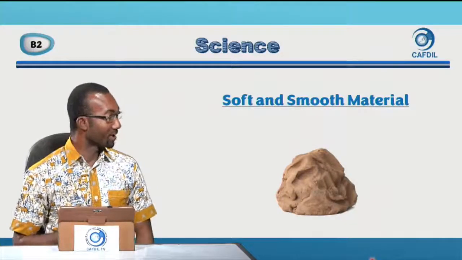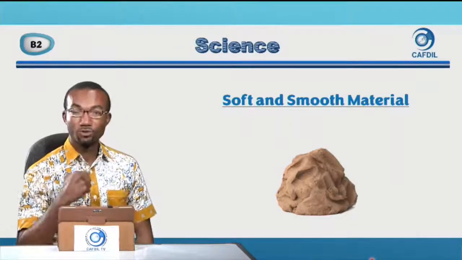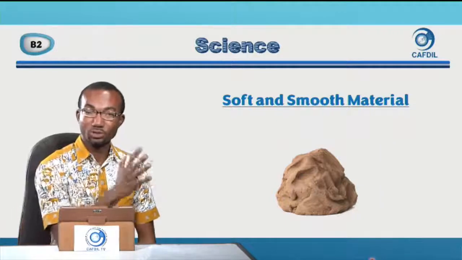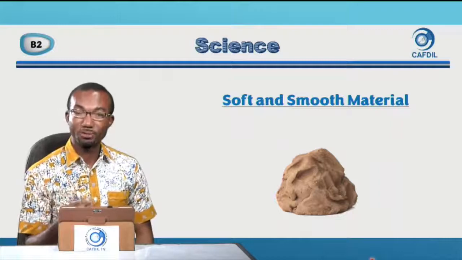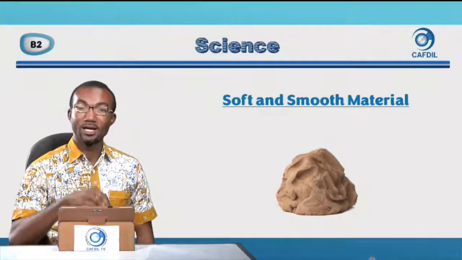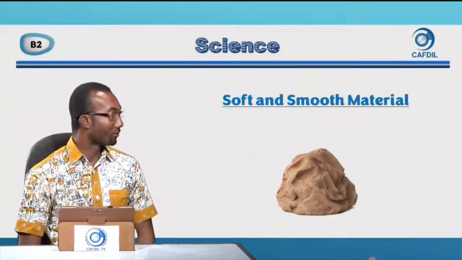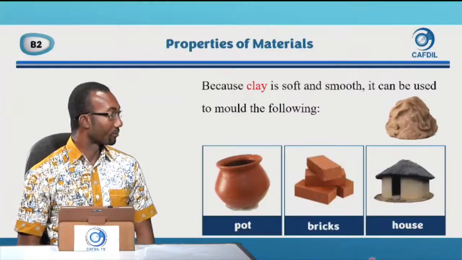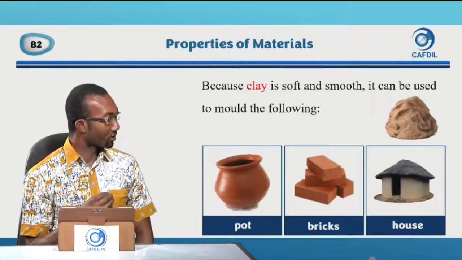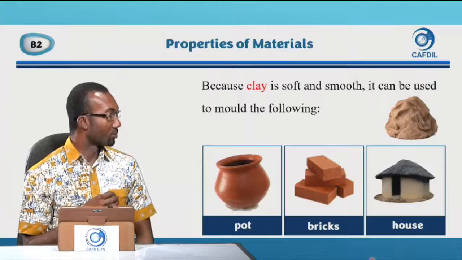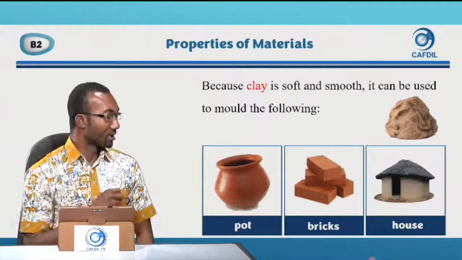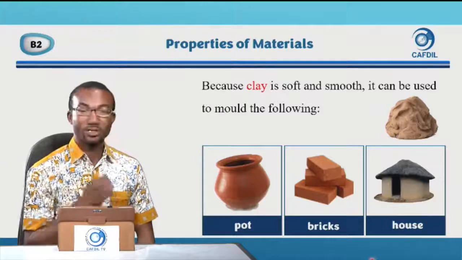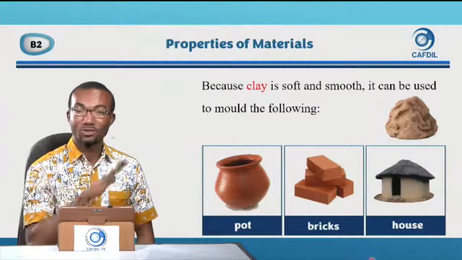We also have materials that are soft and smooth. Some materials are smooth. Some materials are soft. And we have some materials that are soft and smooth. And one of them is clay. Because clay is soft and smooth, it can be used to mold pots. It can be used to make bricks. It can be used to build houses.